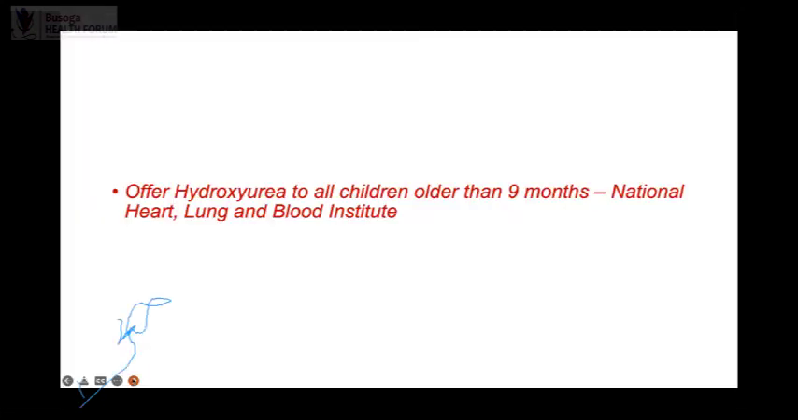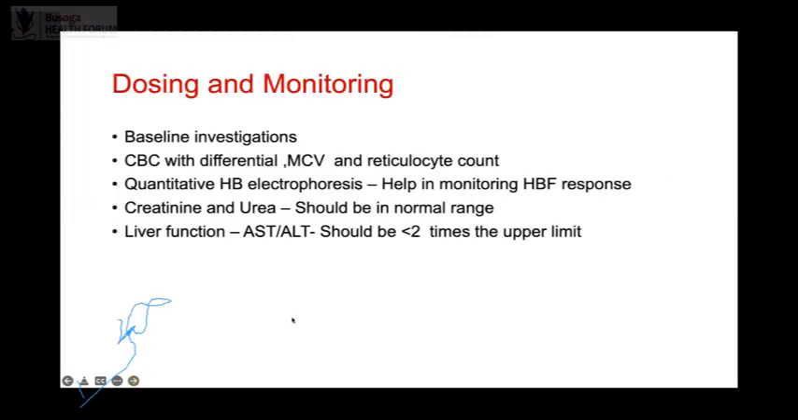Okay, so how do you dose? What do you do to start hydroxyurea? What baseline investigations do you need? You need a full blood count with a differential count. You need a full blood count that is going to give you an absolute neutrophil count, a hemoglobin level, a platelet count, and a reticulocyte count. And then you're going to need the MCV, because you're going to monitor that. So those are the baseline things that you need.